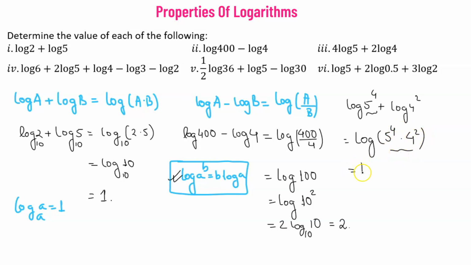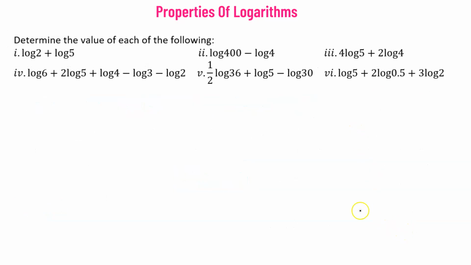That is 10,000. So we have log of 10,000, which is log of 10 raised to the power of 4. Now we will use the same property to bring the 4 from the power to the front. So we have 4 times log of 10, and log of 10 is 1. So our final value is equal to 4. So log of 5 raised to the power of 4 plus log of 4 squared is equal to 4. Let's move on to the fourth problem.